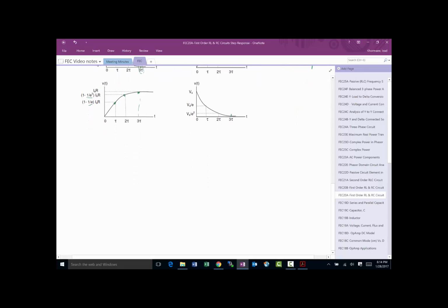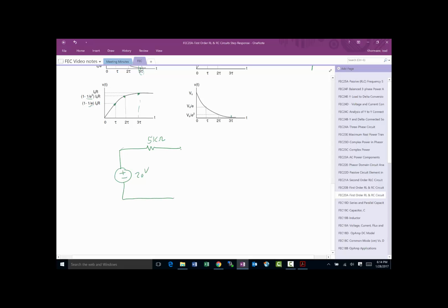So let's say somebody gives you a circuit which looks like this: you've got a source, you've got a resistance of 5 kilo ohm, 20 volts, and 10 kilo ohms, and you've got a switch, and the switch is closing at t equal to 0. And then I have an inductor, and there we have it.